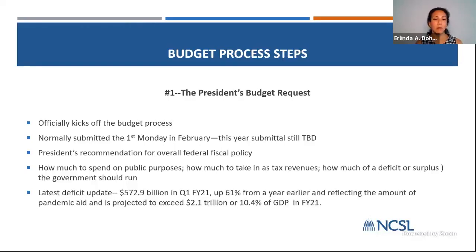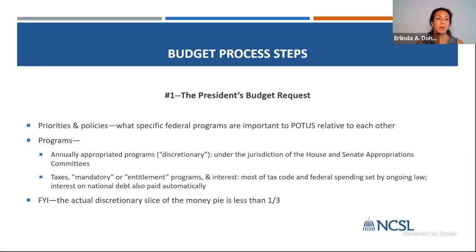It is the recommendation for the president's overall vision for his federal fiscal policy. He or she explains in this document how much to spend on public purposes, how much the plan is to take in on revenues, and how much of a debt or deficit the government should run. And just as an FYI, the latest deficit update that we have is that for the first quarter of FY21, which began in October, it was $572.9 billion, which is up 61% from a year earlier. And this is again all reflecting the massive amounts of stimulus that the government has injected into the economy. So again, it's an enumeration of the president's policies and priorities, what specific programs are important to him or her relative to other programs.